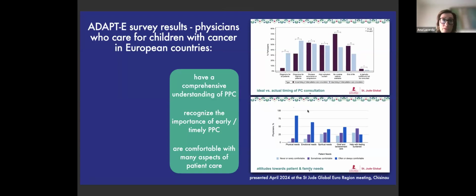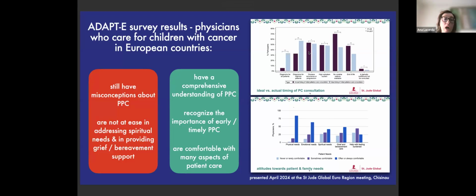So Georgia already told us something about the results of the ADAPT-E survey. I would like to show you two figures. So the conclusions of this survey were that physicians who care for children with cancer in Europe do have a comprehensive understanding of pediatric palliative care. So it's not that the physicians who answered the survey don't know what PPC is about. And they do recognize the importance of early, timely palliative care, as you can see here. So many of them do believe that it should be integrated very early on in the disease trajectory. And physicians are also comfortable with many aspects of patient care, especially symptom control. However, there remain some misconceptions about pediatric palliative care, and physicians are not at ease in addressing spiritual needs and in providing grief and bereavement support, as you can see in this figure.